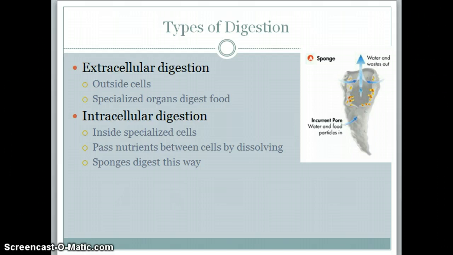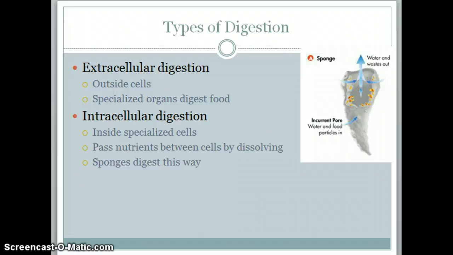In simpler organisms that don't have organs, all of their digesting is done inside of cells. This is called intracellular digestion. Sponges digest their food this way. The picture on the right shows a sponge and how it eats. The walls of a sponge contain tiny pores that take in ocean water into a central cavity. The nutrients then move from cell to cell in a process called diffusion. Diffusion is when any substance moves from an area of high concentration to an area of low concentration.